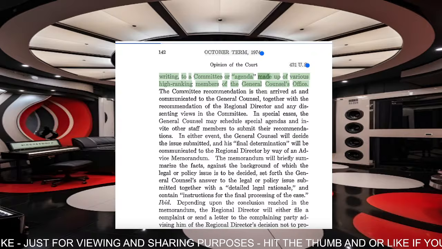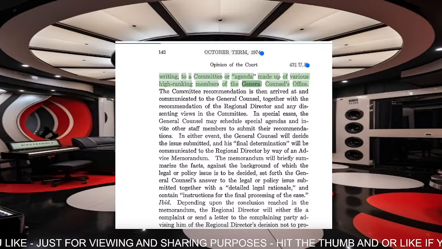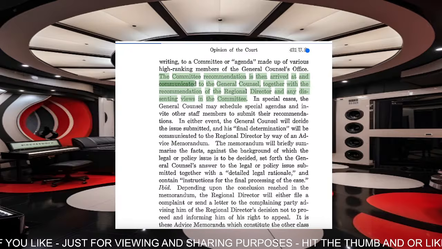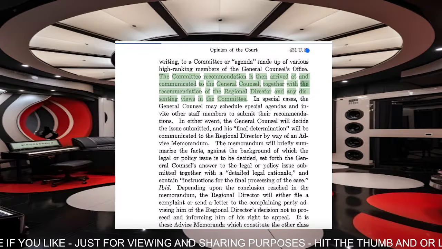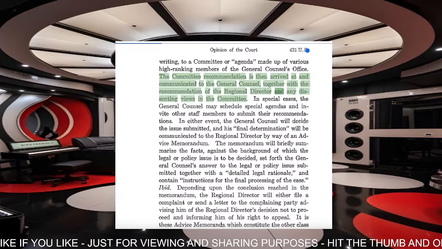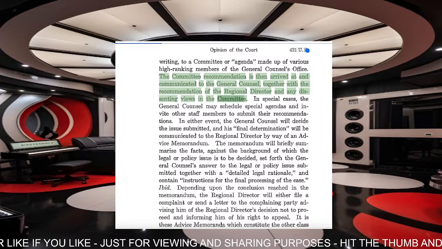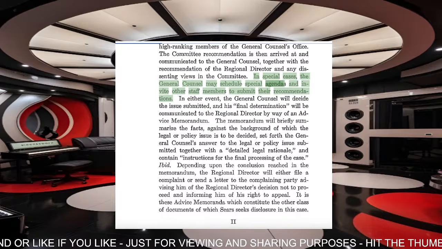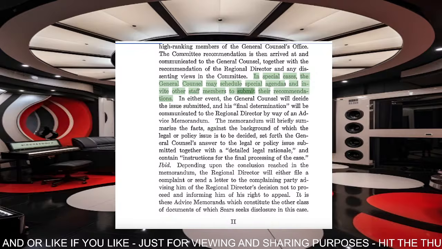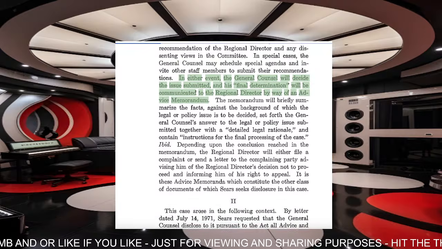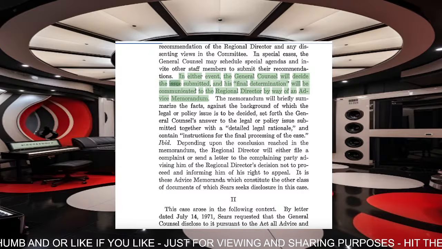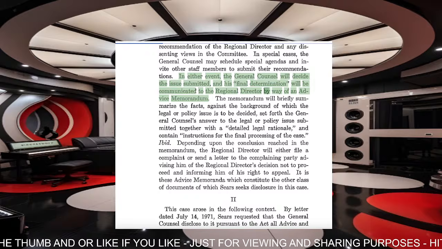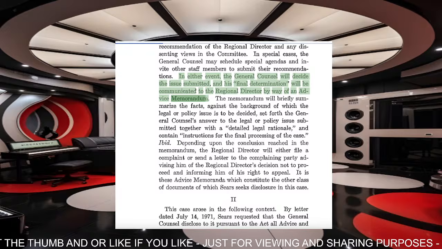Writing to a committee or agenda made up of various high-ranking members of the General Counsel's office. The committee recommendation is then arrived at and communicated to the General Counsel, together with the recommendation of the regional director and any dissenting views in the committee. In special cases, the General Counsel may schedule special agendas and invite other staff members to submit their recommendations. In either event, the General Counsel will decide the issue submitted, and his final determination will be communicated to the Regional Director by way of an advice memorandum.